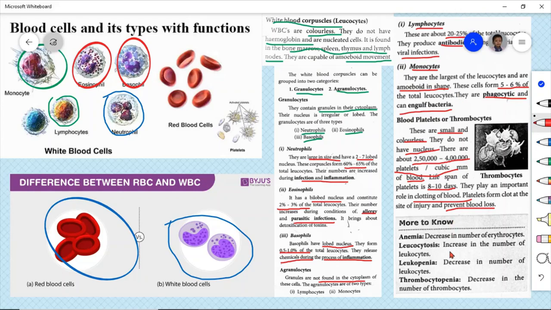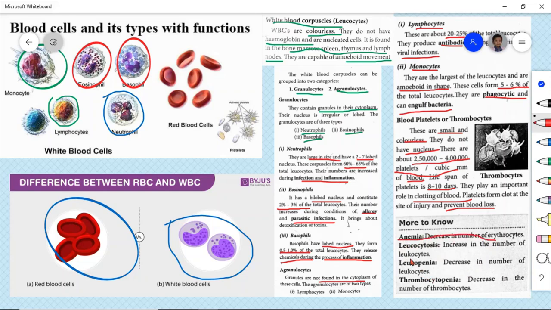Then more to know, in that box you see anemia. What is anemia? A decrease in the number of erythrocytes. The RBC number is very, very less. That condition is known as anemia. Understood? So we call the person anemic. Why do we say anemic? Because the RBC number is very, very less. That is anemia, where the number of RBC is less.